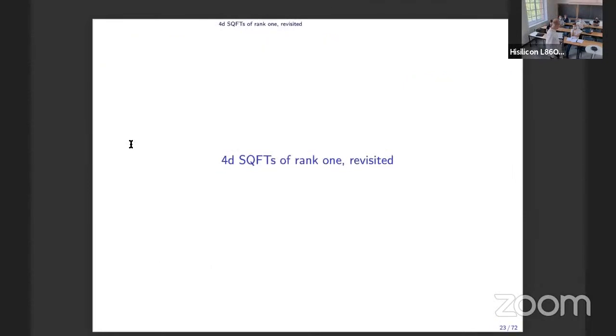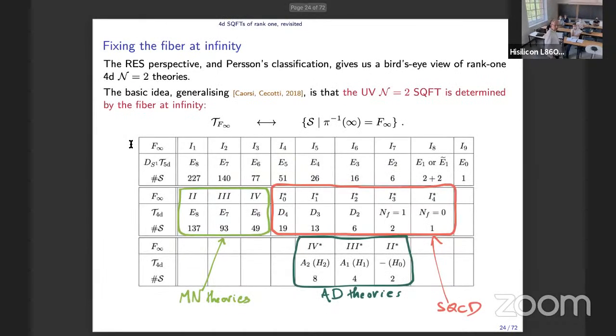So that was a mathematical interlude, so let me go back to SQCD and in general supersymmetric QFTs. Why I like this perspective and this particular nice table in Persson's paper is that it gives us a bird's eye view of the rank 1 theories. This idea in our paper generalizes an idea that appeared in a paper by Garcia and Chicotti, which thankfully we realized existed just before we copied it, where they had a similar picture, but they focused on essentially what I draw in color here.